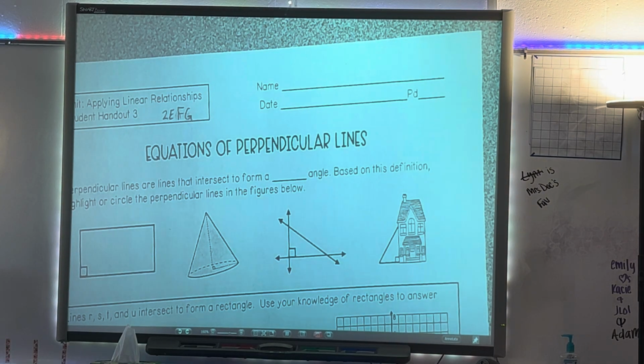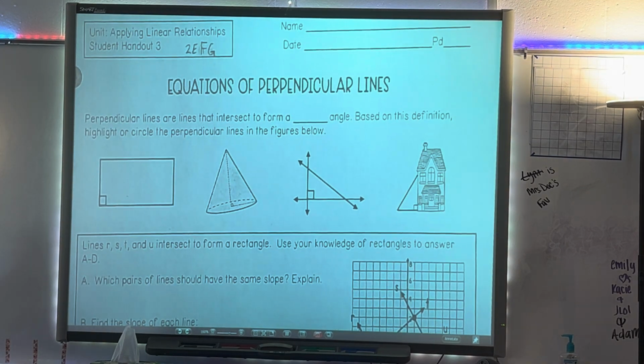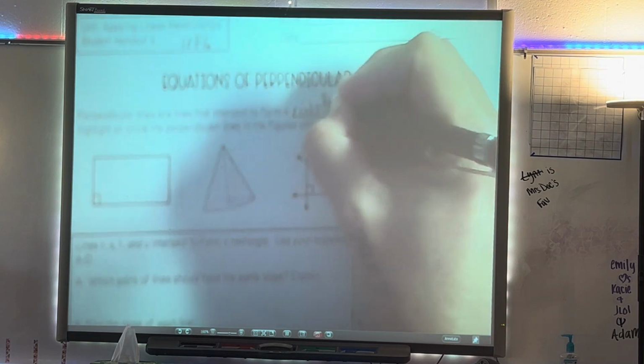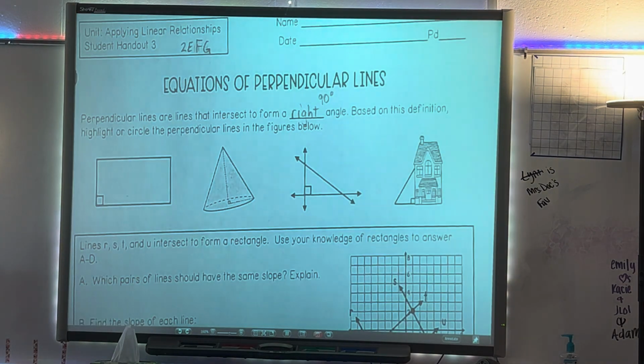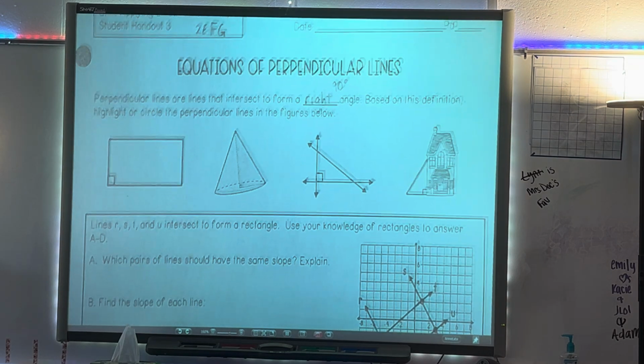Perpendicular lines specifically cross, but they cross at a right angle or a 90-degree angle. So it's just something we have to remember. We're going to talk about what the relationship is on that slope here in just a second.